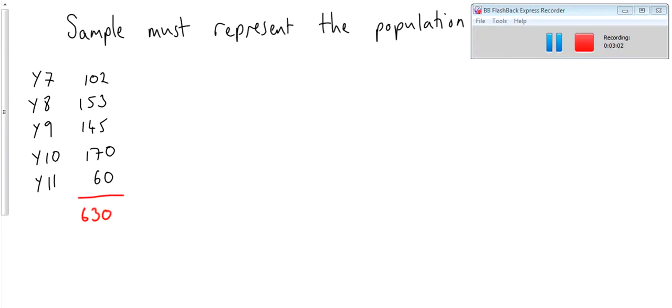Now, it's up to you to decide how big you want your sample to be. If it's too small, then it's not going to represent very well, because a small sample doesn't. You might just happen to pick the shortest, or there's not enough people to give it a fair chance of being representative. Too big and it's unmanageable. I'm going for a sample size of 30.